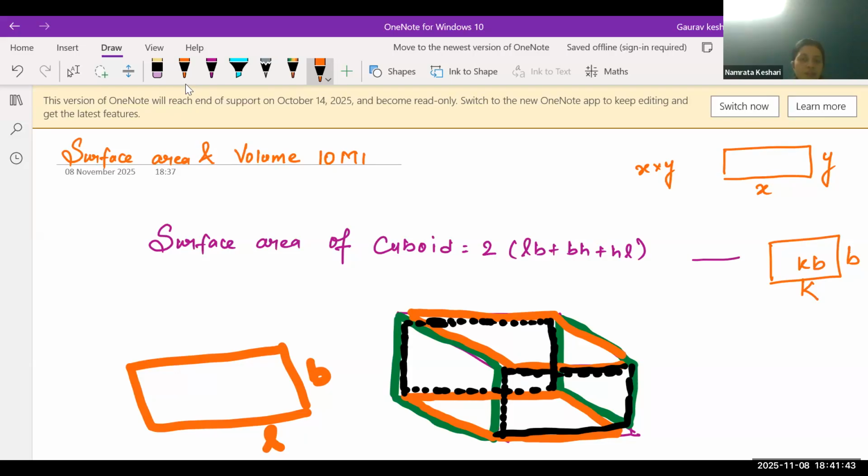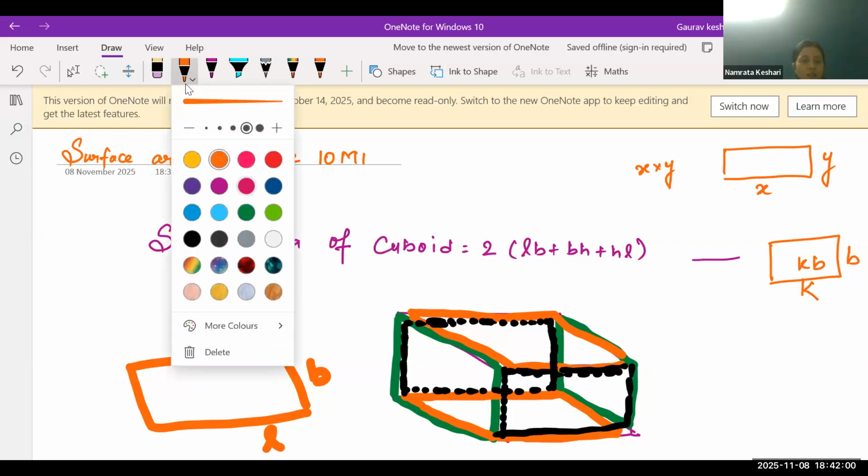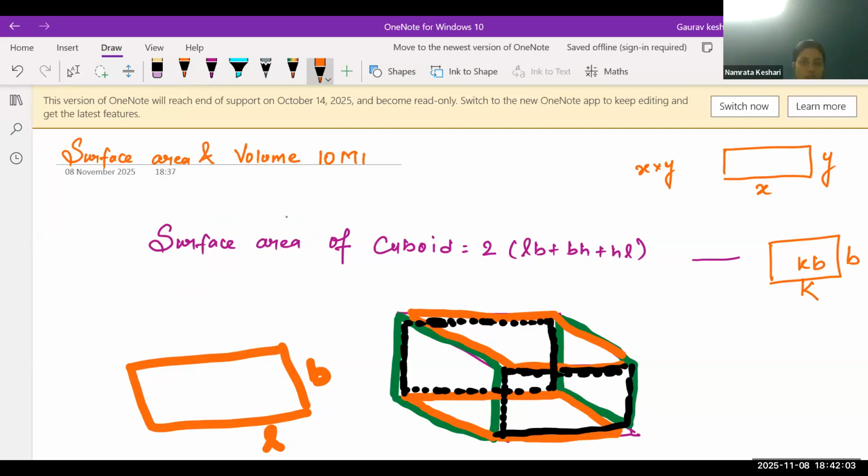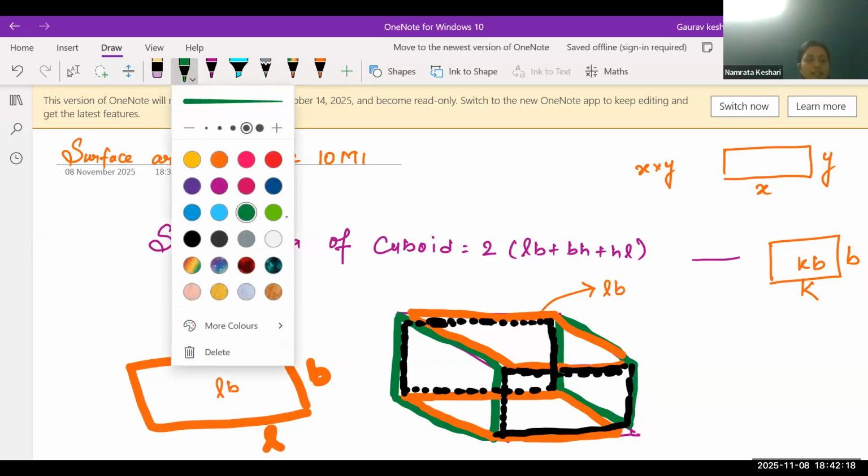Yes, ma'am. Same thing we'll be using over here, the bottom rectangle, the orange one, and at the top, both the rectangles are exactly the same. So area is what we are using, length and breadth. L is the length, B is the breadth. So the area for this bottom rectangle will be length into breadth, and for the top rectangle, area will be length into breadth. Similarly, we are having the left side rectangle and the right side rectangle.